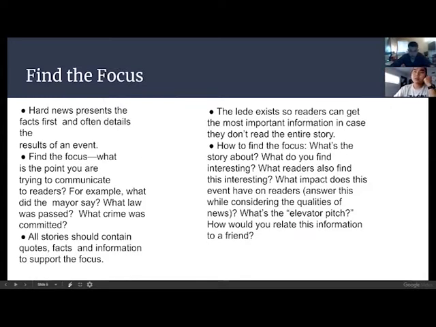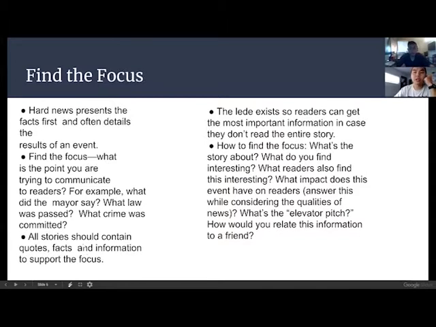All right, so we talked about this last time, but hard news presents the facts first and often details the results of an event. Hard news is usually a little more serious events. Find the focus. What is the point you're trying to communicate to readers? For example, what did the mayor say? What law was passed? What crime was committed? If I give you a story on the changing schedule, HB going to block schedule, what's the focus? Who is affected? What's the point? Why did it change?